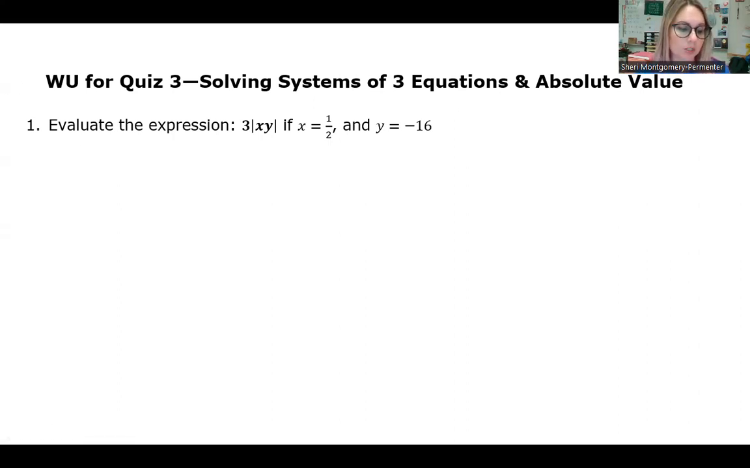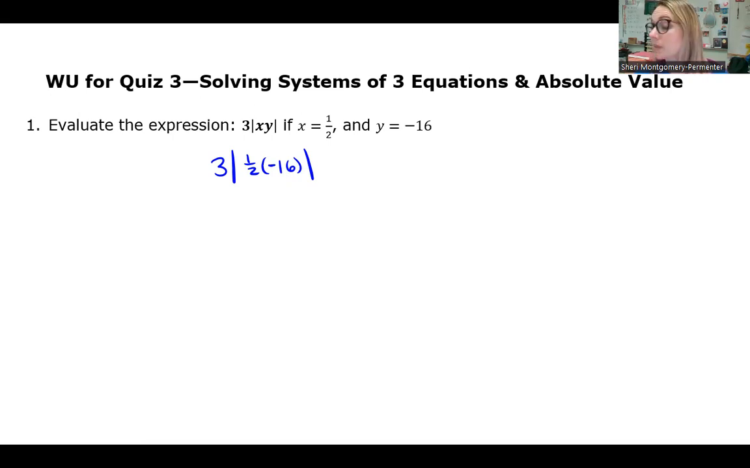And a lot of these problems should feel very familiar because we just did them on the practice worksheet. So if you did the practice worksheet, you could have looked on that to help you. So the first question, we know what X is and we know what Y is. First thing that we have to do is rewrite that expression. So we get 3, and then it's 1/2 negative 16. What is half of negative 16?